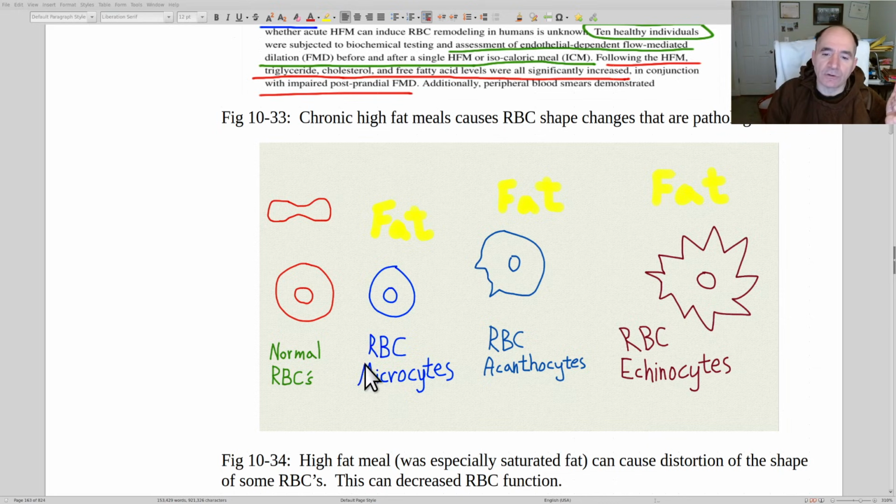All right, you can also change the shape of red blood cells. On high-fat diets, you can get more of these microcytes. You can get what are called acanthocytes, having little spurs coming out of them. You can get echinocytes, which means circumferential spurring of the plasma membrane of the red blood cell. So all these things, they're not going to help you deliver oxygen to the tissues.